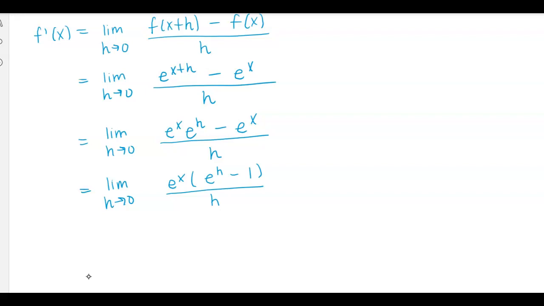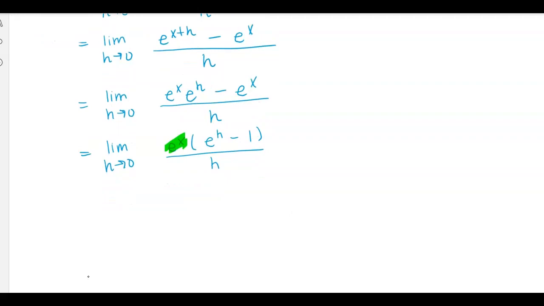Now, e to the x is just a constant. It's a number. And we have shown that we can pull a number out into the front when we're taking a derivative. So I'm going to bring that e to the x out into the front and multiply it by this limit, like this, to just kind of simplify what we have.